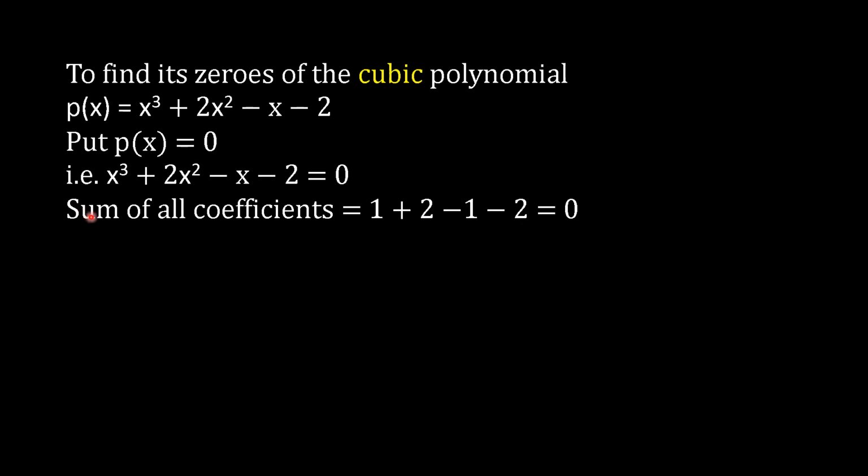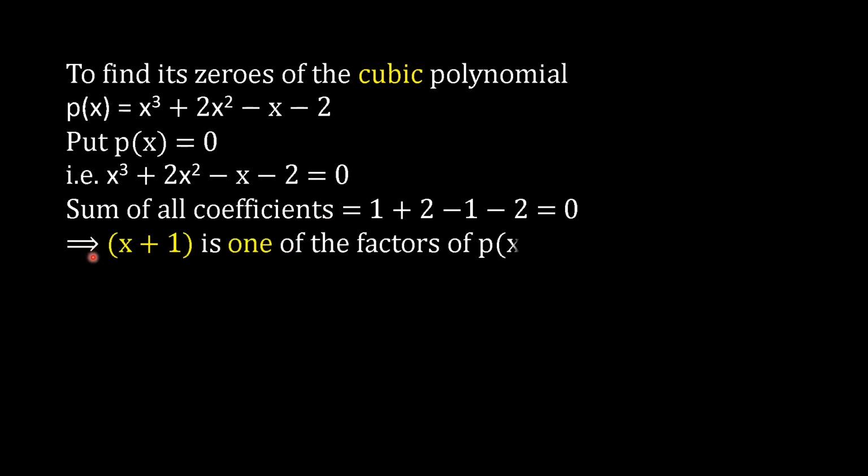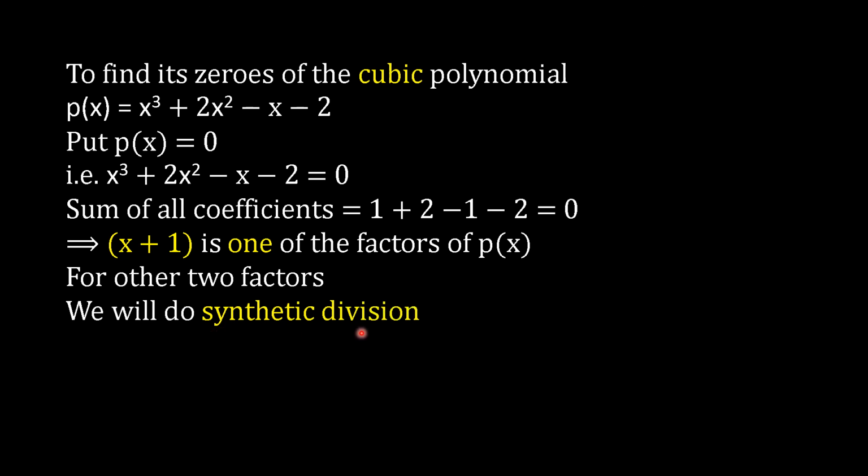So sum of all coefficients is 0, which implies that x plus 1 is one of the factors of this polynomial p(x). For the other two factors, we will do synthetic division. For that, we will put x plus 1 equals 0, which gives us x equals minus 1. We have x equals minus 1.